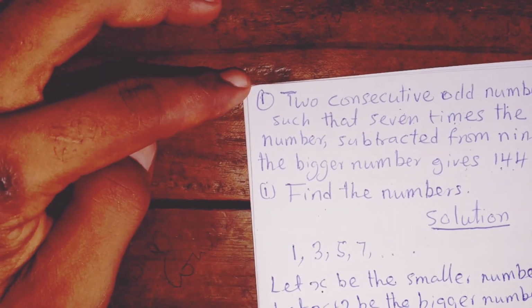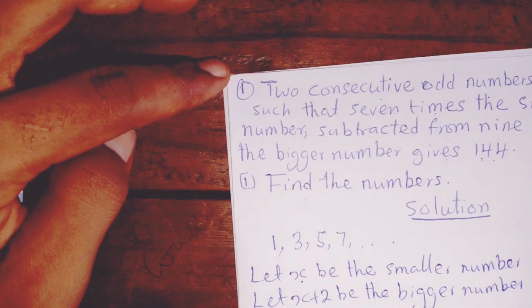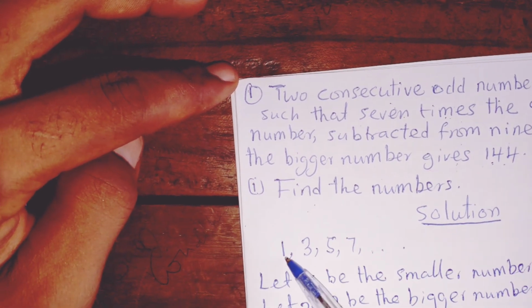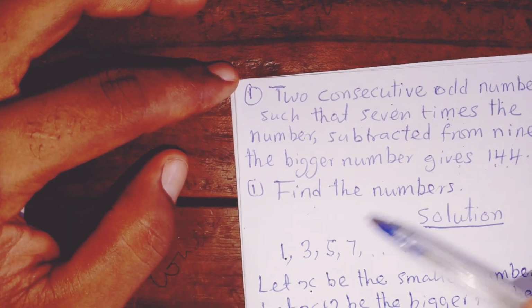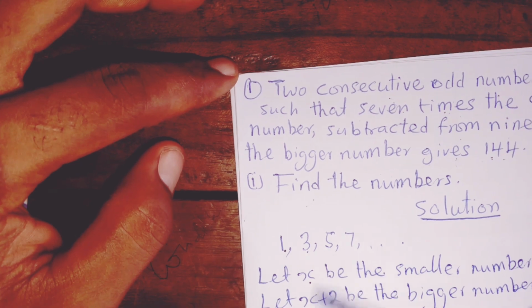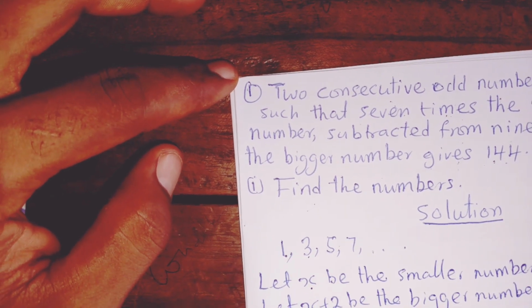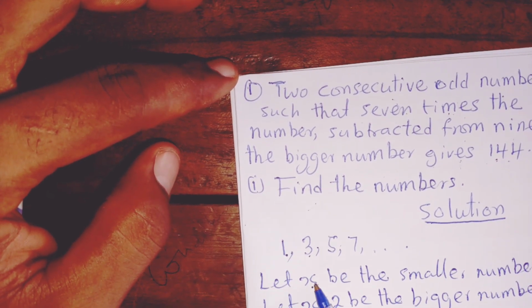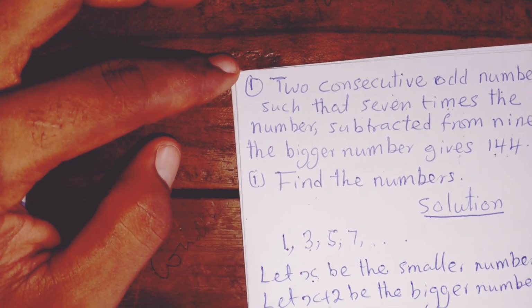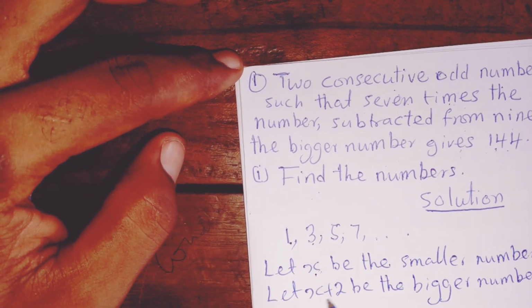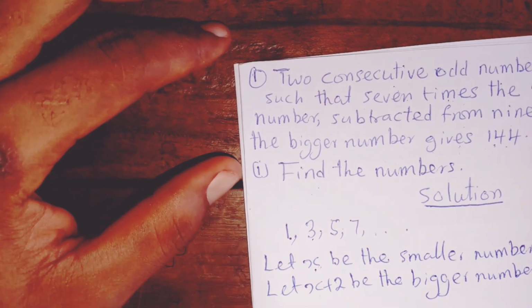Don't forget, I said earlier that for you to get the next odd number, we add 2. So when you have 1 as the odd number, the next one will be 1 plus 2, that will give you 3. 3 plus 2 will give you 5. So if the smaller number is x, to get the next one, which is bigger than the first one, it means x plus 2.